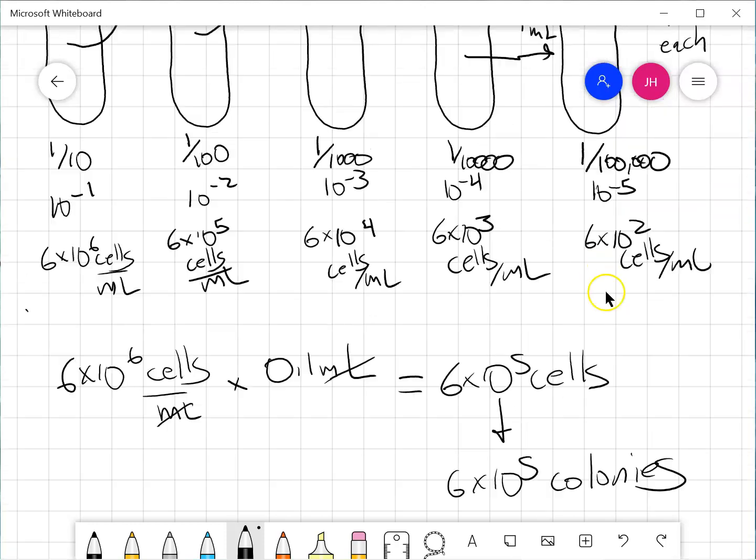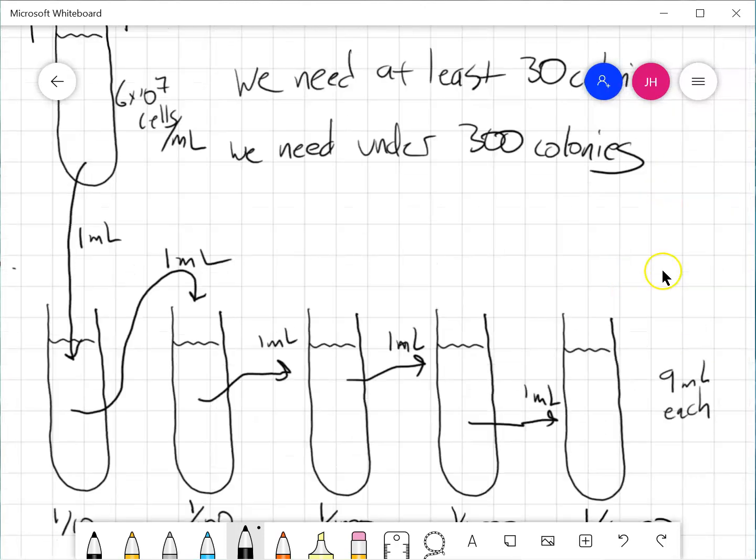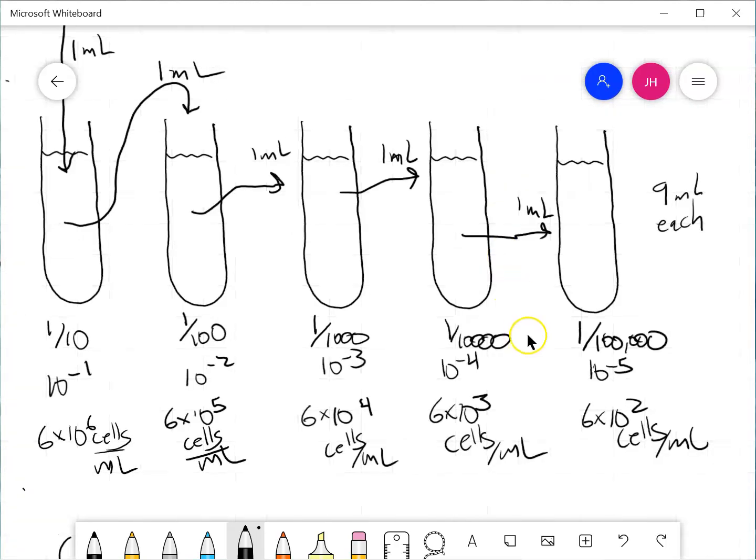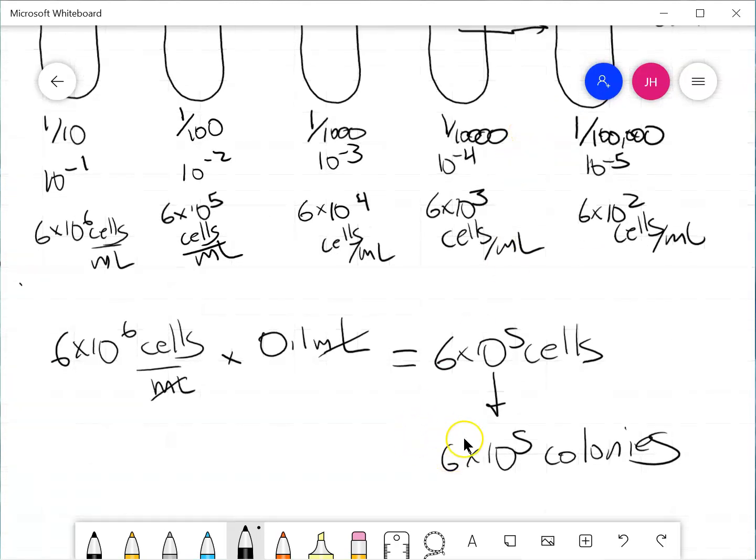Remember, we are trying to get a number of colonies that's between 30 and 300. So, have we achieved that? Is this between 30 and 300 colonies? No, this is 600,000 colonies.